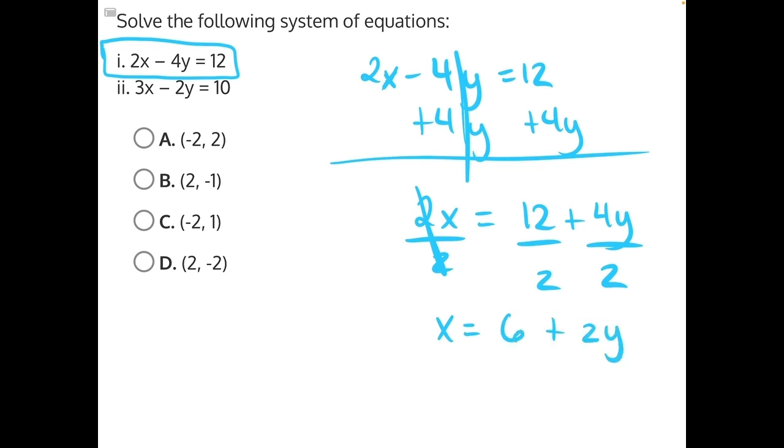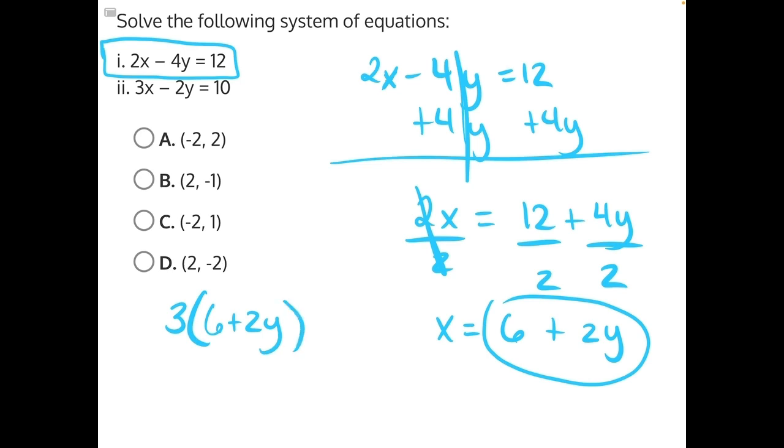So now that we have an equation that is equal to the variable x, we can substitute this into our second equation. Instead of 3 times x, we will do 3 times 6 plus 2y, because we've proven that x is equivalent to this entire expression here, minus 2y is equal to 10. And now we can solve for y since we have an equation that only has one variable, being y.